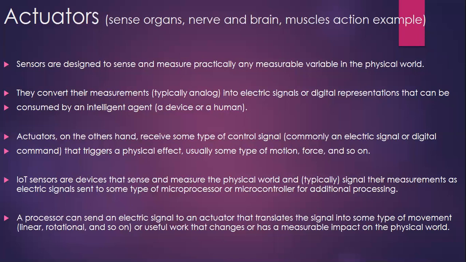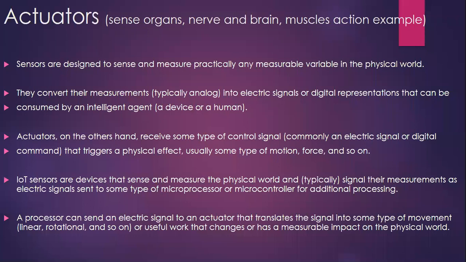Sensors are designed to sense and measure practically any measurable variable in the physical world. That is the job of the sensor. Whatever variables or parameters can be sensed in the physical world will be sensed by our sensor. Then they convert their measurement, typically analog, into an electrical signal or digital representation that can be consumed by an intelligent agent. That is how the sensor converts the information.